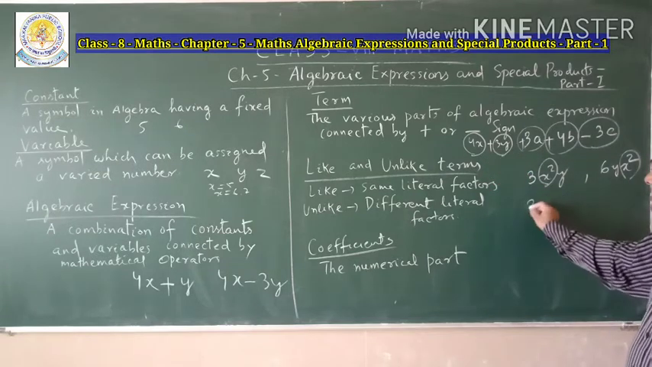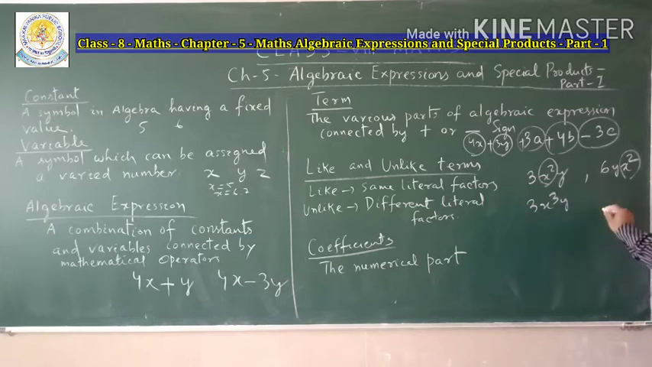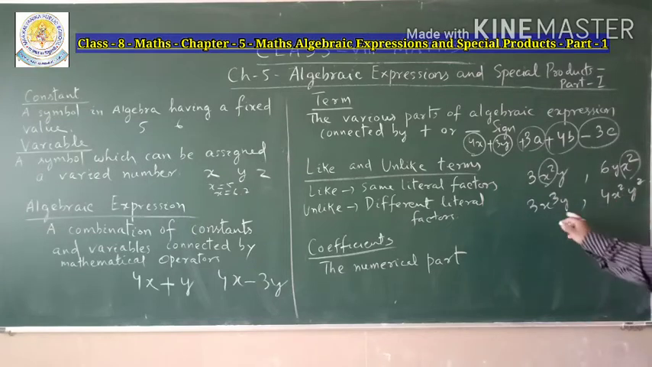Wherever the literal factors are not the same. Suppose I have 3x cube y and I write another term, suppose 4x square y square. Here we see that their terms do not match. These are different literal factors. If they have different literal factors, then we can say these are unlike terms.